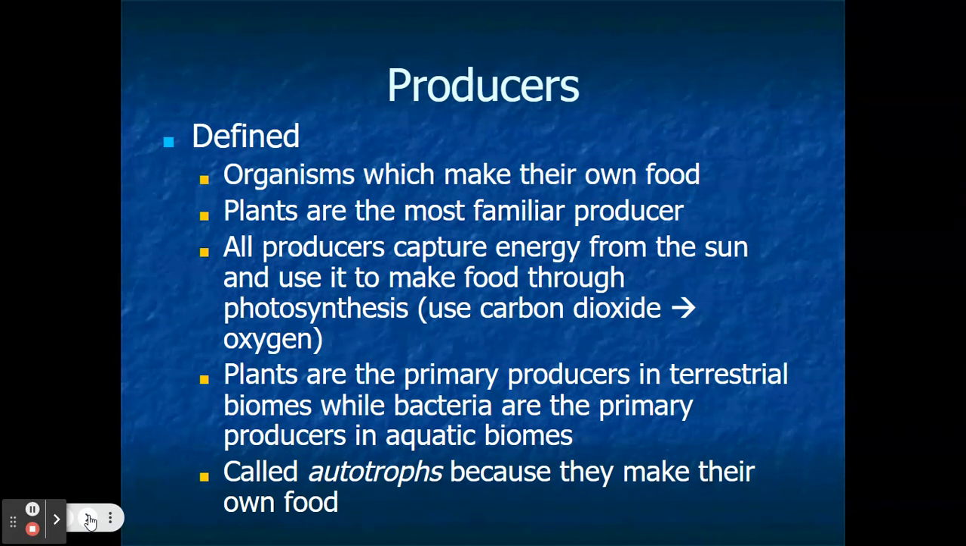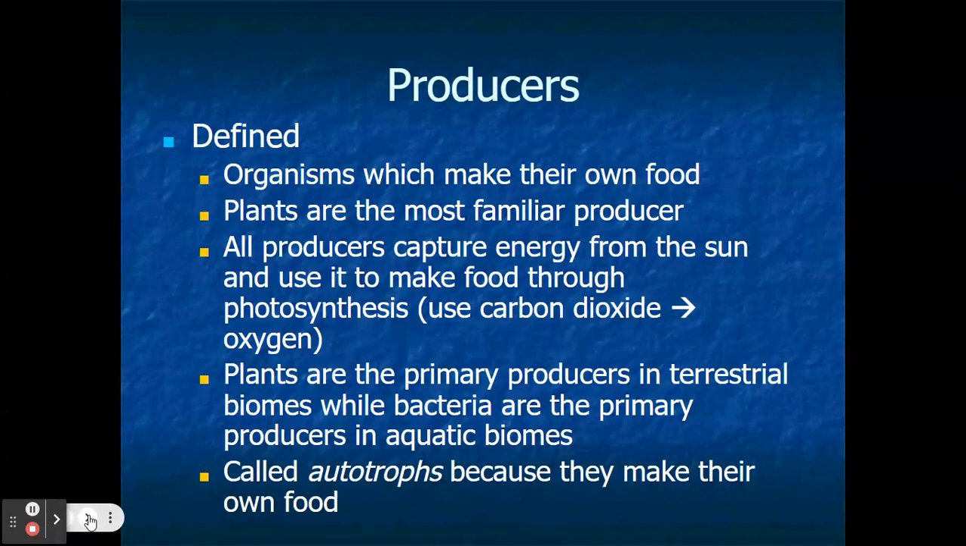So, producers are going to be the first ones we look at. And hopefully you remember producers are plants, PP, producers, plants. These organisms are going to make their own food. They're not going to need to rely on other organisms to get food from. They get their energy from the sun and they use a process called photosynthesis to make their food. They are also the organisms on Earth that tend to scrub carbon dioxide and turn it into oxygen. So they are some of the bigger oxygen producers on the planet.